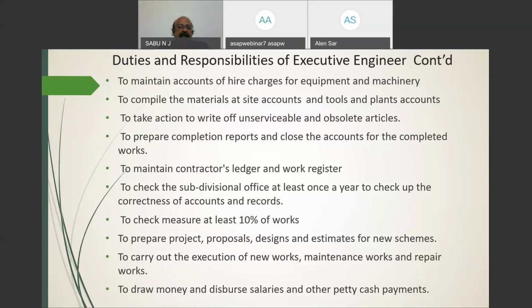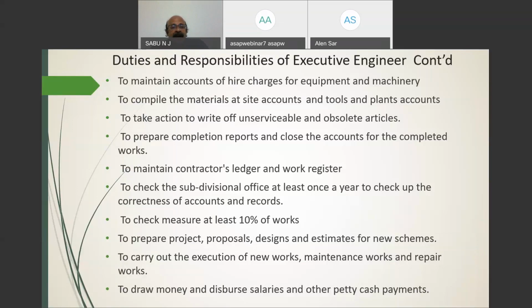Mainly, regarding the accounts, to maintain the accounts of hire charges for equipment and machinery, the PWD can give some equipment and large machinery on a hire basis. That account is also to be maintained by the divisional officer. He is assisted by the divisional accountant, who can look into matters regarding the account sections.